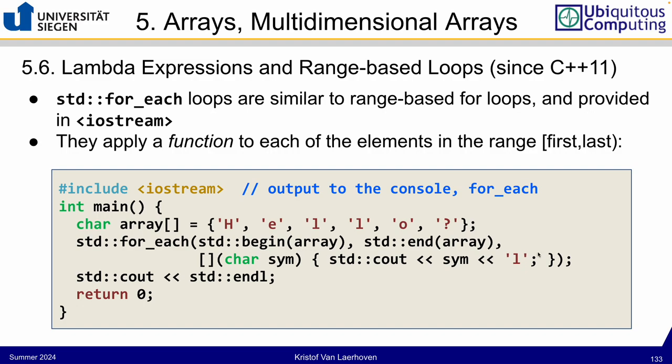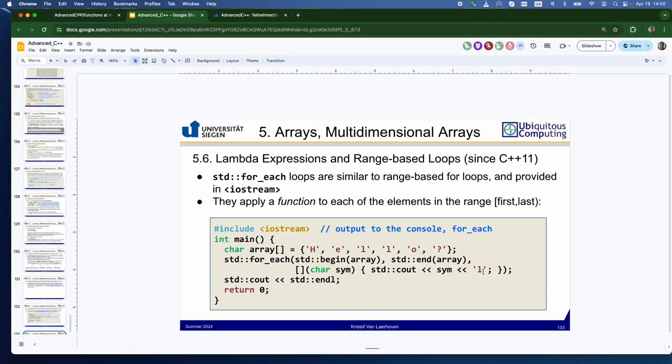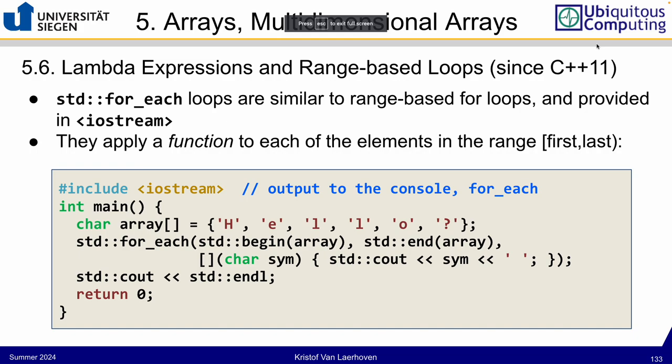In this case, we give our lambda function straight to the for each call over here. Then for each will execute this function for each element in our array. So it will print out nicely the H, the E, the L, and the O, and so on, with an L in between. I'm not sure why I put the L in between. Let me quickly change this. I think I wanted to have a space in between there, so that a hello is kind of stretched. That's what I wanted to have.